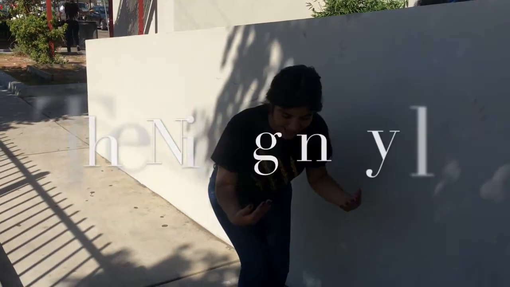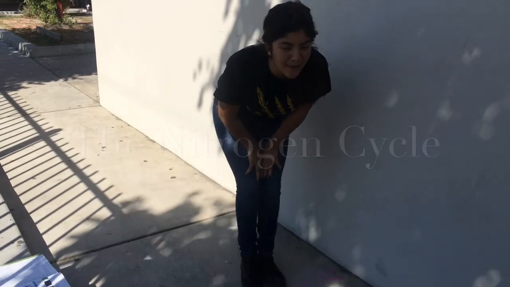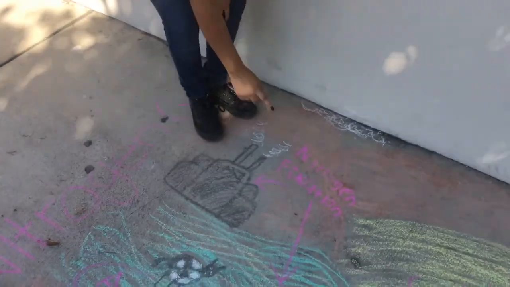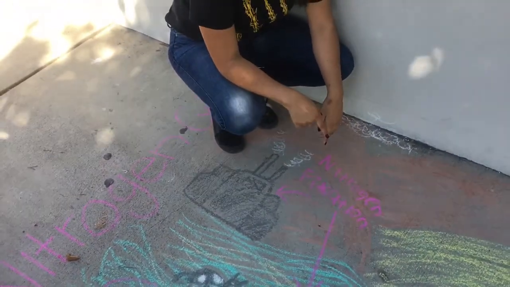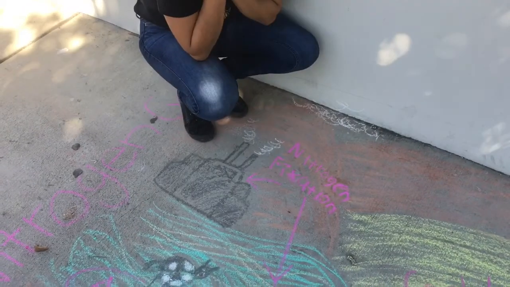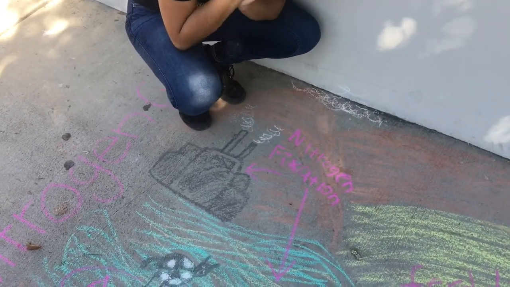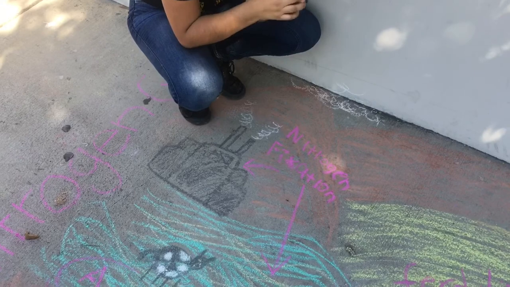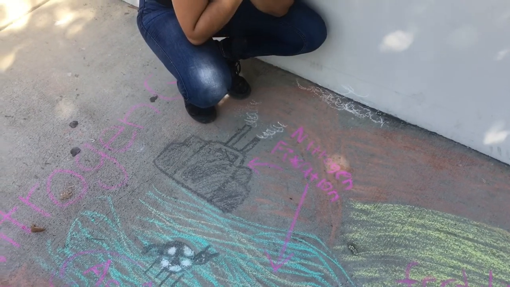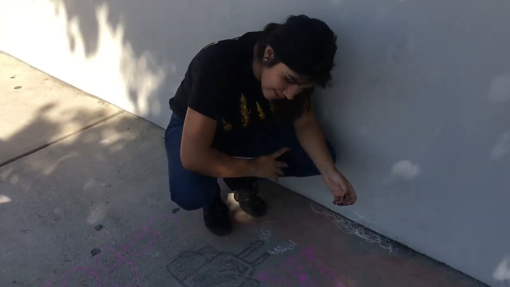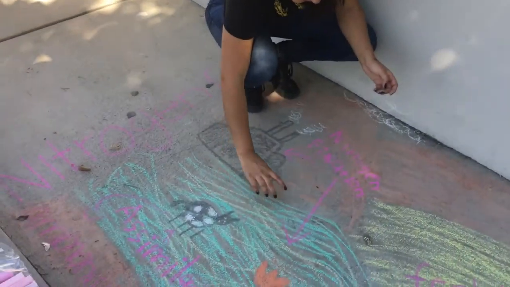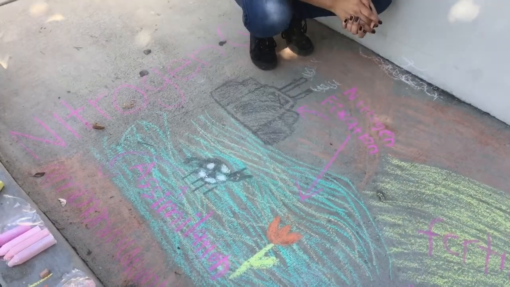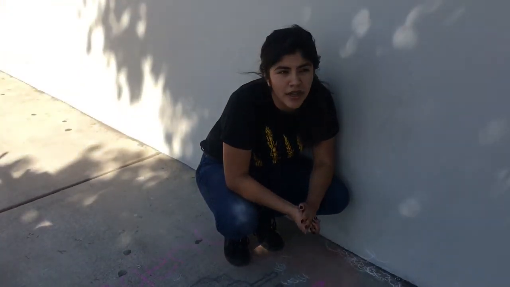So this is the nitrogen cycle. So first what happens is nitrogen fixation. So what this does, it converts nitrogen from the atmosphere. And the biotic processes convert it into ammonium. And abiotic processes convert it to nitrate.